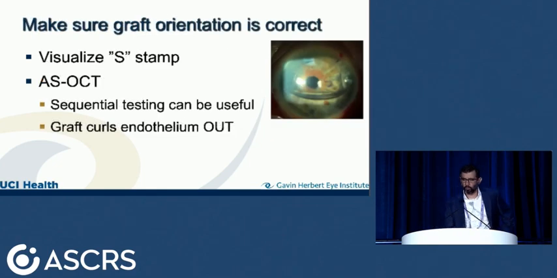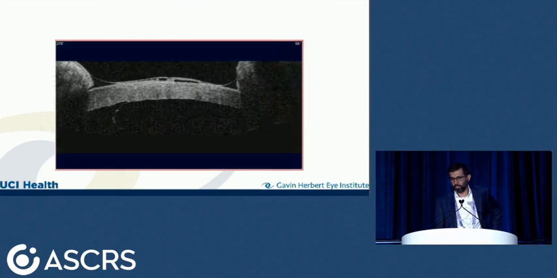Make sure the graft is oriented correctly. There's a reason there's an S stamp. You want to make sure the S is in the correct orientation. Sometimes it's not. Anterior segment OCT can be helpful, and you can get sequential testing. Remember that the graft curls endothelium out, and when you look at your anterior segment OCT, you can see right there that this graft is going the wrong way. So this one was upside down.